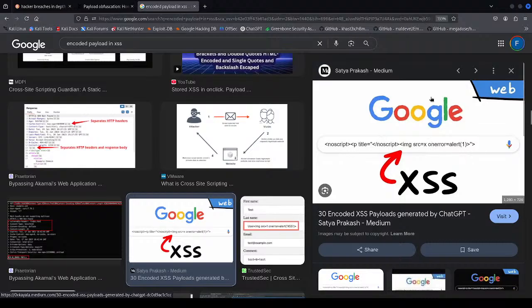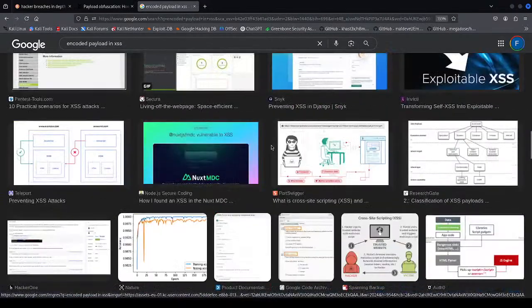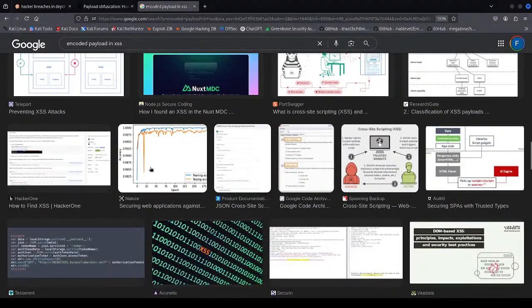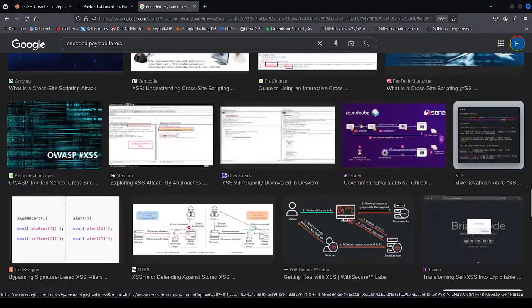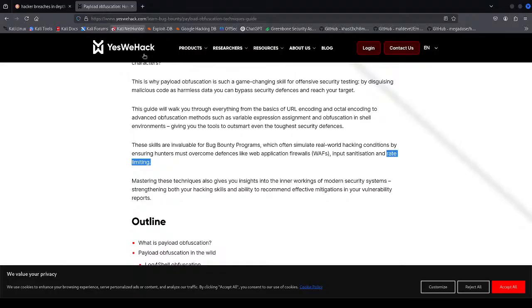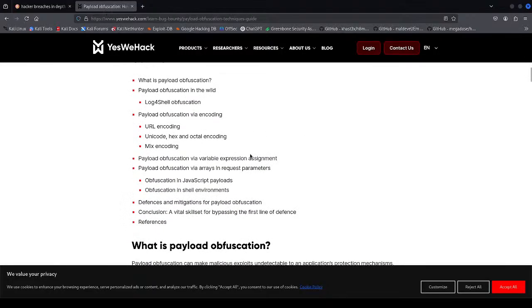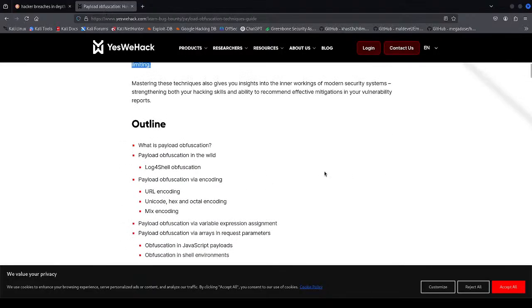As you can see there, it's not encoded. So you get my point, right, guys? That's what obfuscation means. So let's see here. What is a payload?